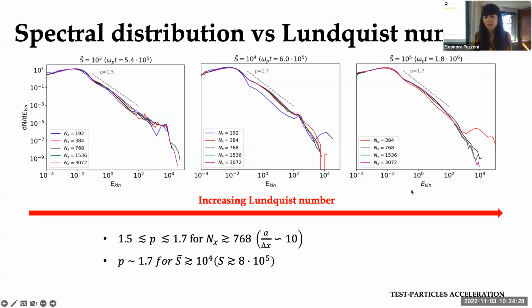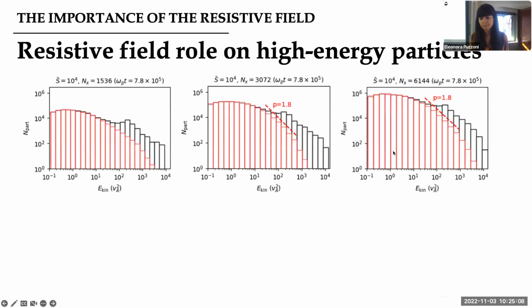So here you see the particle spectra at the end of the computational time, again for different values of the redefined Lundquist number, and for different grid resolution marked by the different colors. So we found that the power law index quickly converged to a value between 1.5 and 1.7 with just 10 points on the initial current sheet width. And if the Lundquist number is equal to or greater than 10 to the 4, the power law index remains approximately constant. And this can be linked to the onset of the fast reconnection regime.